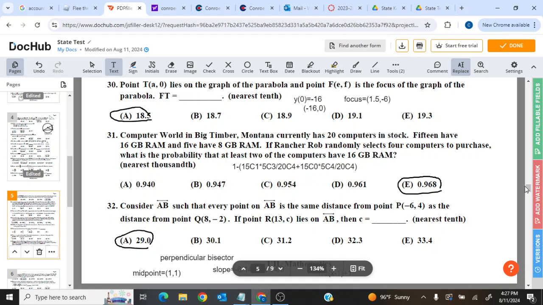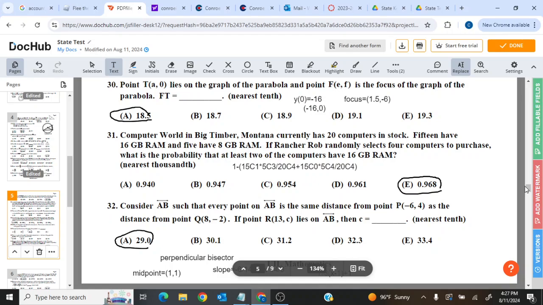31, Computer World in Big Timber, Montana, currently has 20 computers in stock. 15 have 16 gigabyte RAM, 5 have 8 gigabyte RAM. Rancher Rob randomly selects 4 computers. What's the probability that at least 2 of the computers have 16 gigabyte RAM?